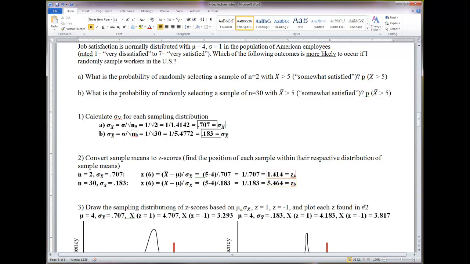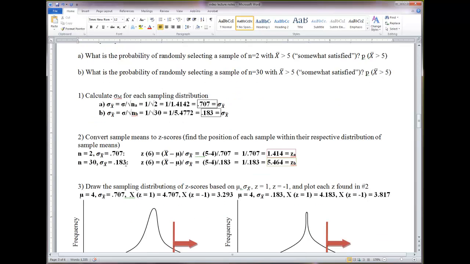So in the first one, we're dividing by the square root of 2 because n is 2. Second one, we're dividing by the square root of 30 because in scenario B, n is 30. So when you do the math for that, you'll see that what you probably predicted actually happened. In scenario A, with the smaller sample, we have a larger amount of error. And then in scenario B, with the larger sample, we have a smaller amount of expected error between the sample mean and the population mean just due to chance.